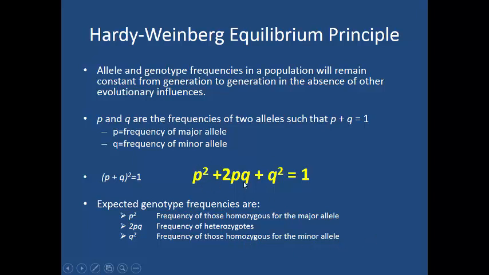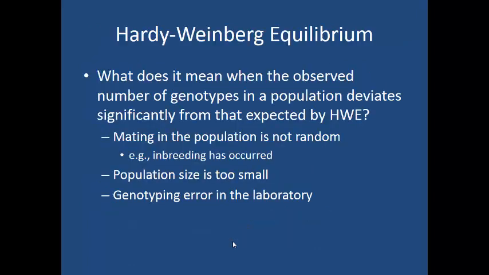So this equation is known as the Hardy-Weinberg equilibrium or Hardy-Weinberg equation, and it is able to tell us the expected genotype frequencies in a population, assuming that they remain constant from generation to generation in the absence of other evolutionary influences. So again, this is what you would expect to see in the population, or the frequencies that you would expect to see for those particular genotypes.